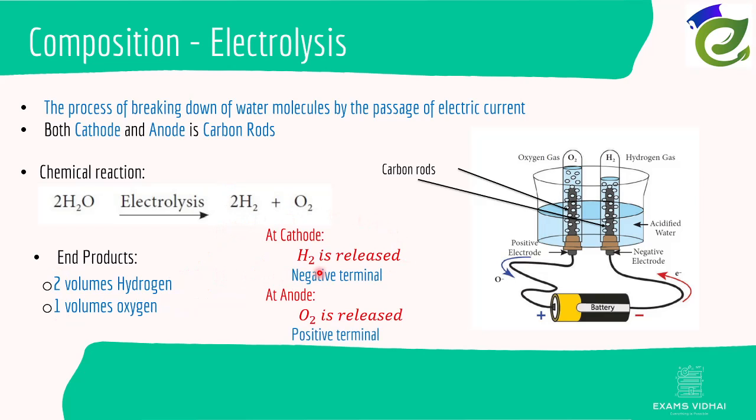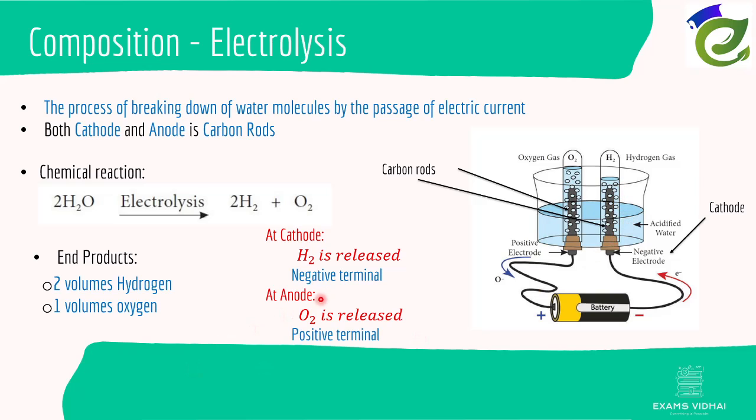At the cathode, hydrogen gas is released, and it is released at the negative terminal of the carbon rod. And what do I mean by negative terminal? In this battery setup that you have seen in the electrolysis process, there is a negative side to the battery, and whichever carbon rod this negative side is connected to is called the cathode. As you can see, this is the cathode. It's connected to the negative terminal, and thus this particular carbon rod is the cathode.